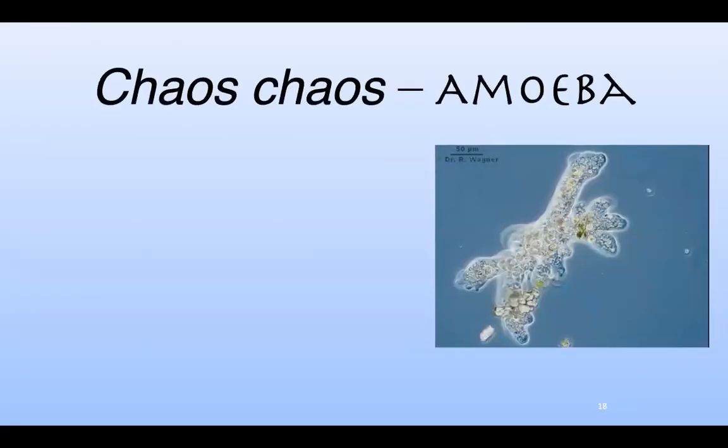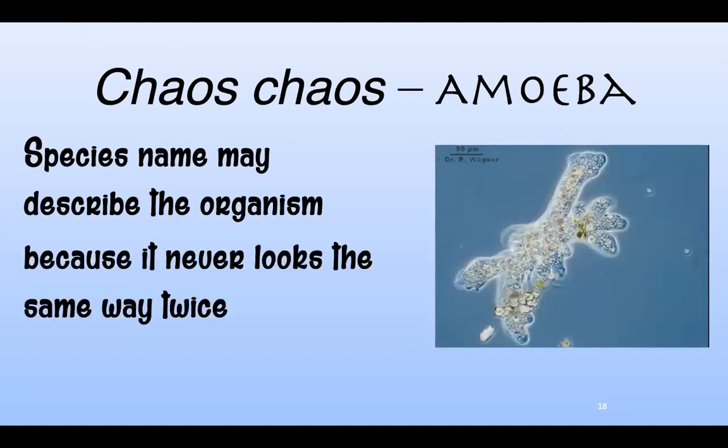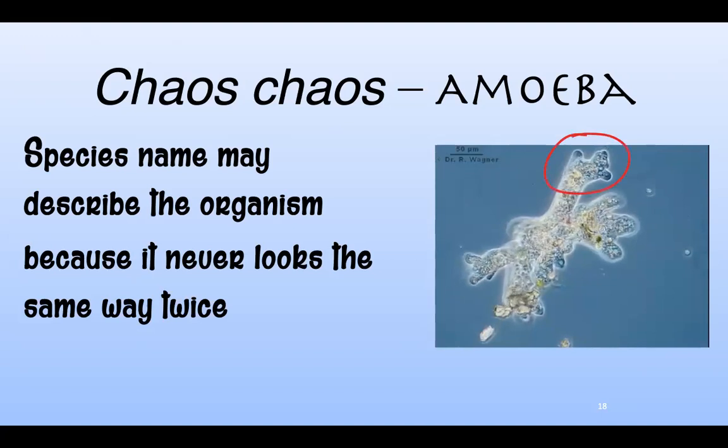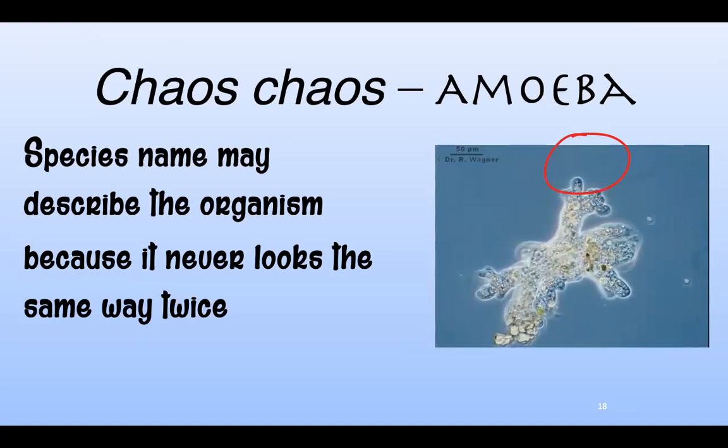So here's an example. Amoeba, which I know you guys know, the scientific name for amoeba is Chaos. And the reason why it's named Chaos is because it never looks the same way twice. So you can see it moving around. These are called pseudopods, and it uses kind of osmosis to push different extensions out in order to hunt other organisms. So some species names are describing the organism.